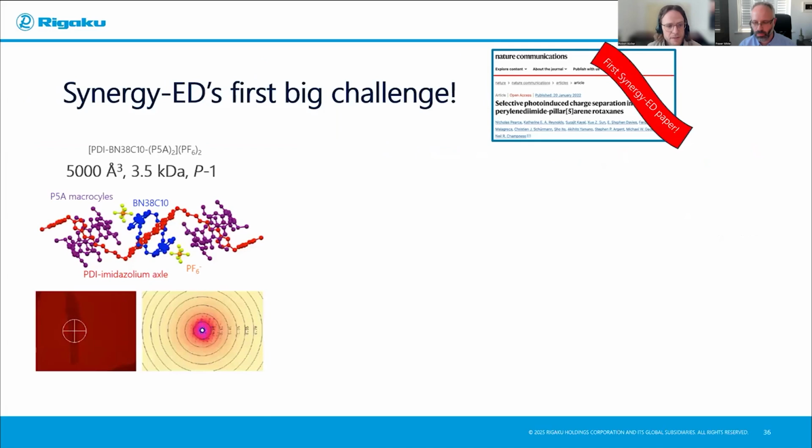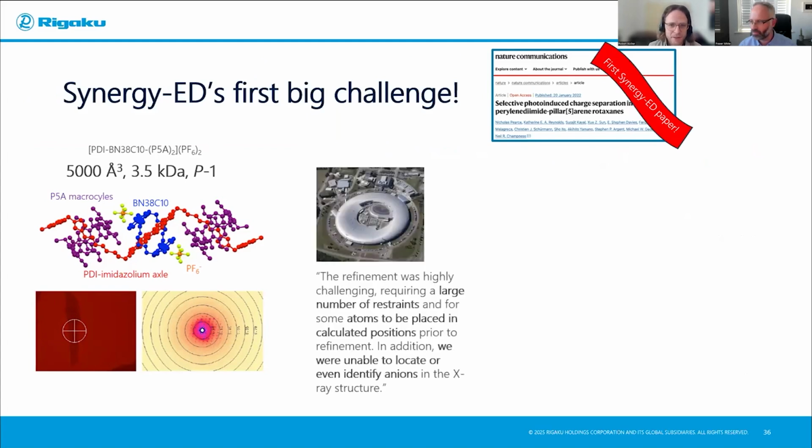And of course, there are also cases where just the structure is impossibly difficult, like this one. I cannot even properly pronounce it and don't know much about the chemistry, but I find it very, very impressive that this can be solved at all. And I just quote from this paper here, which was the first published Synergy ED paper, and we're very proud of this. It was from the group of Neil Champness in a Birmingham and Nottingham collaboration, so a Diamond Light Source.